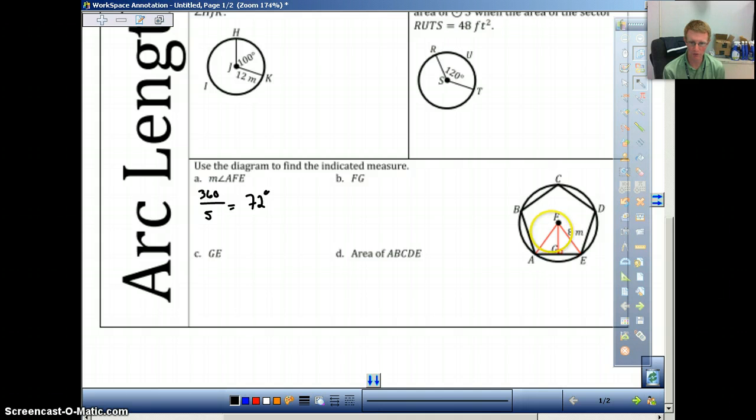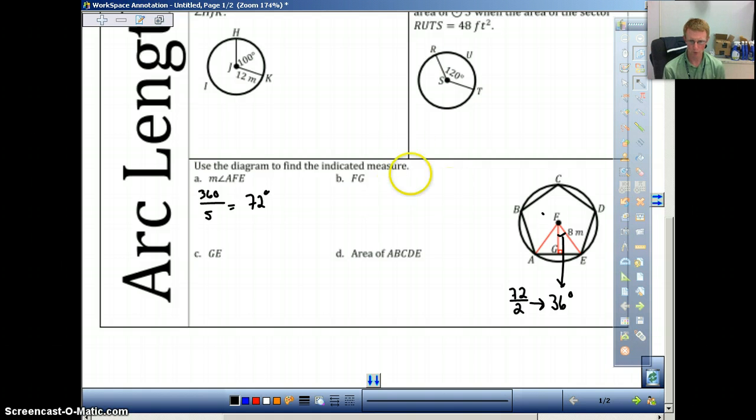We know that this entire angle right here is 72 degrees. Because we know that the apothem here cuts it in half, we can figure out that this angle, the smaller angle of the triangle, is going to be cut in half. So this angle right here is going to be 36 degrees. I got that by doing 72 divided by 2. So that's 36 degrees. So we're going to use trig to figure out what this missing side is.